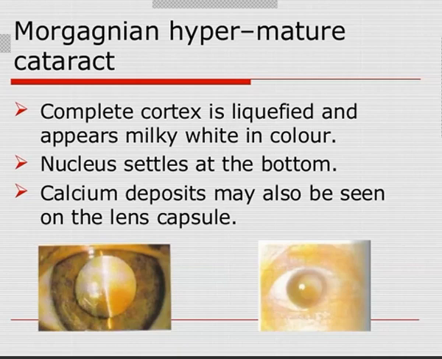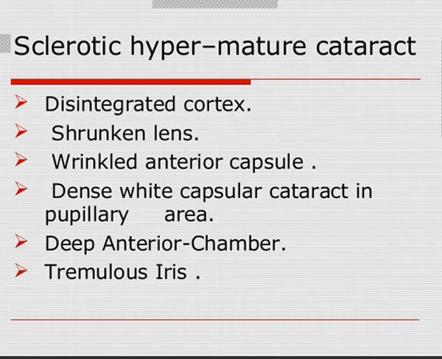And the nucleus settles down at the bottom because the lens has no cortical matter support. The lens nucleus is loosened and separated from the adjacent cortex, and it is heavy and sinks to the bottom. Calcium deposits may be seen on the lens capsule.